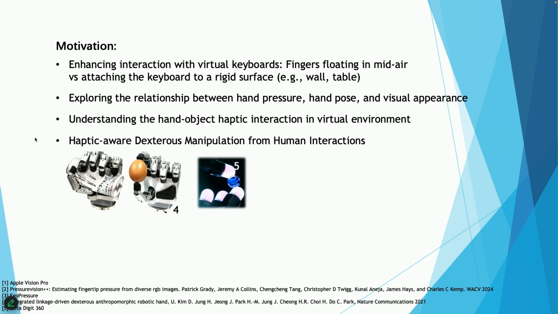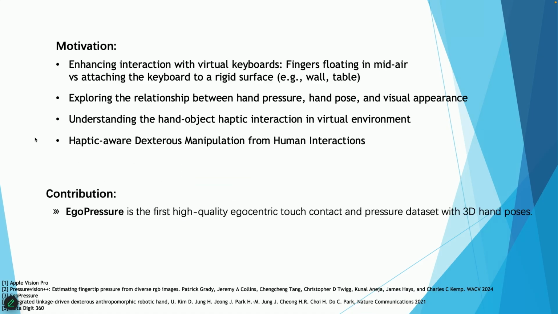For example, robotic hands could crush a cola can, or could hold an egg. But this is only possible if the robotic hands can sense the pressure or the force applied on the object. So what do we do in this project? We create EgoPressure, the first high-quality egocentric touch contact and pressure dataset with 3D hand poses.